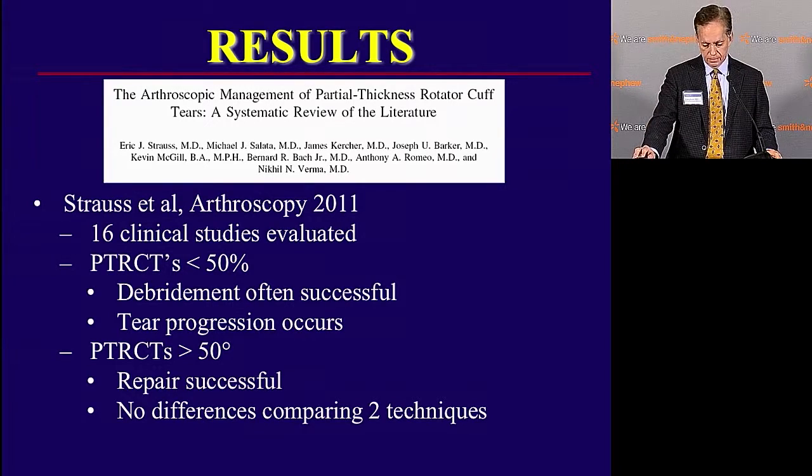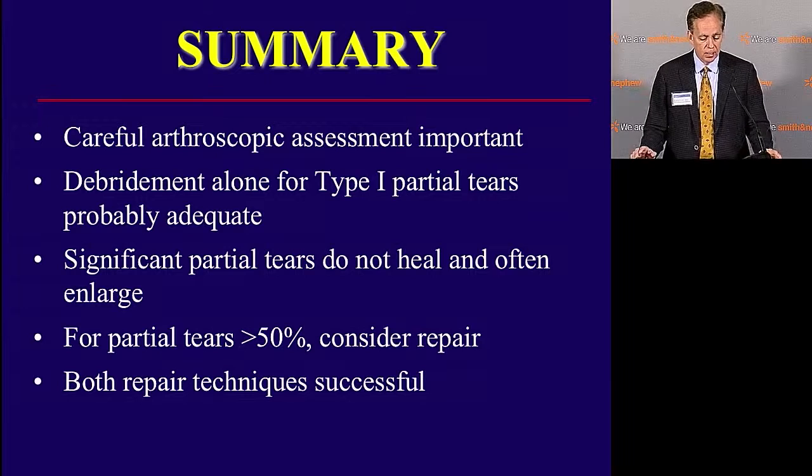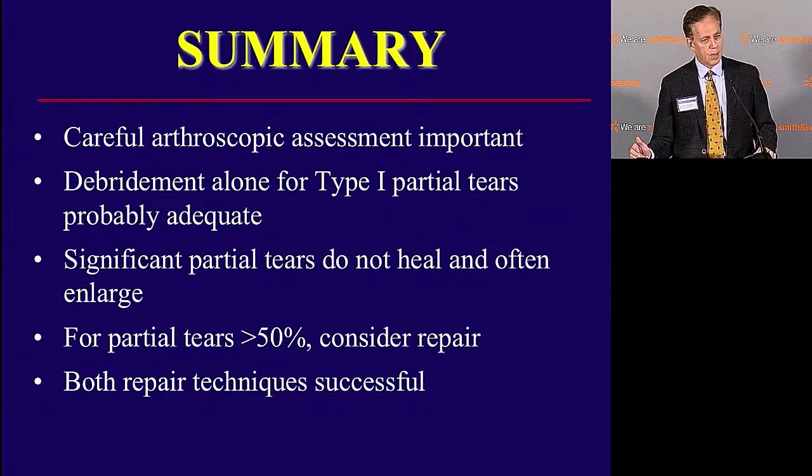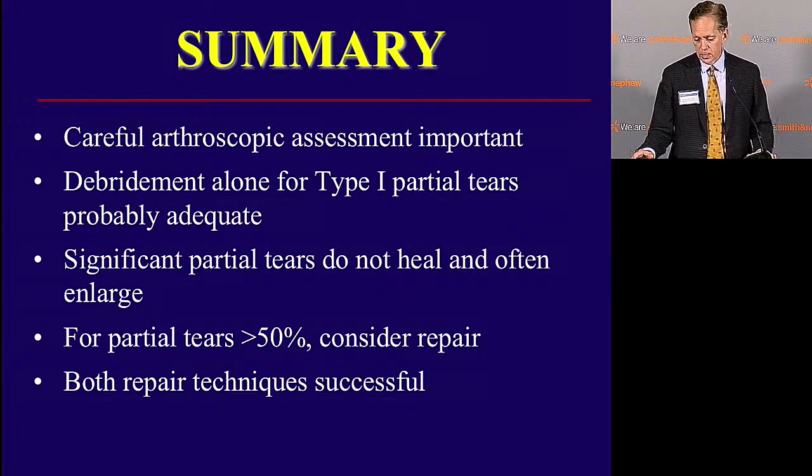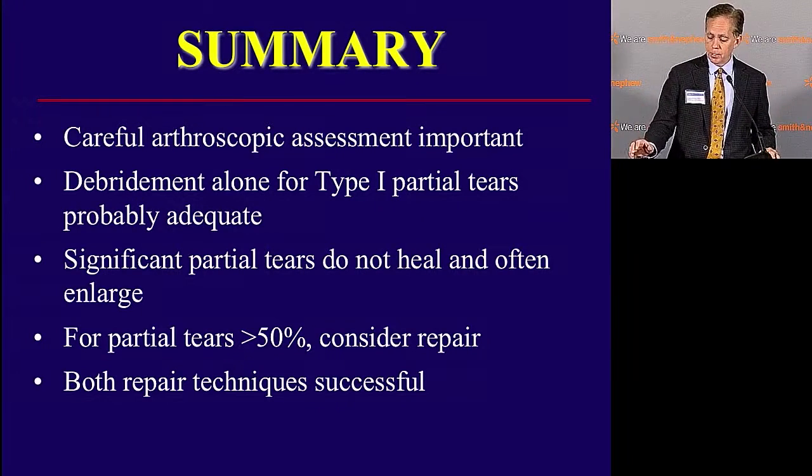So in summary, very careful arthroscopic assessment is important to identify the presence of these tears and to define the extent of the tear. We know now that significant partial tears do not heal and often enlarge in the literature that's available to us. And for partial tears that are greater than 50%, I think it's important to consider repair. And we know that both repair techniques, a trans-tendon repair or a complete and repair, are both successful.